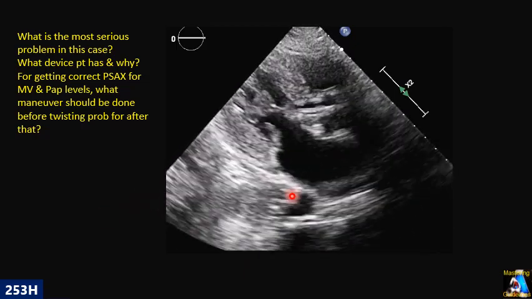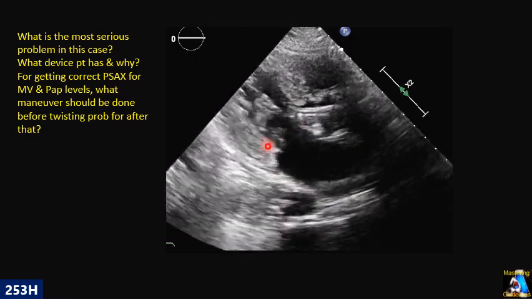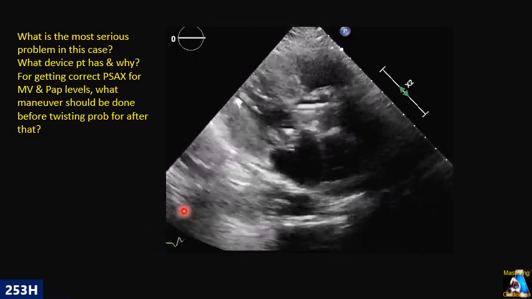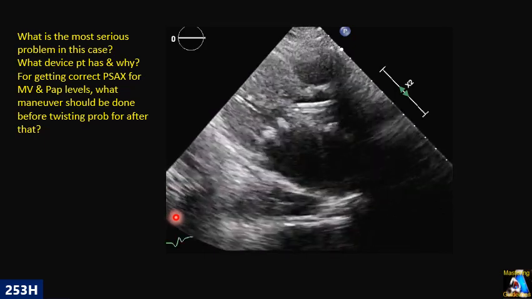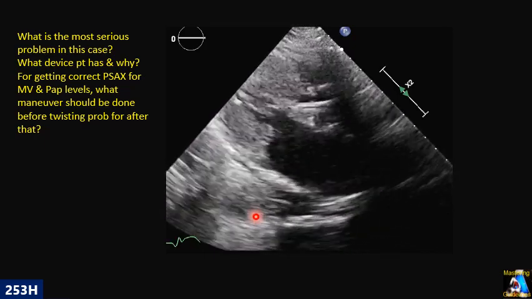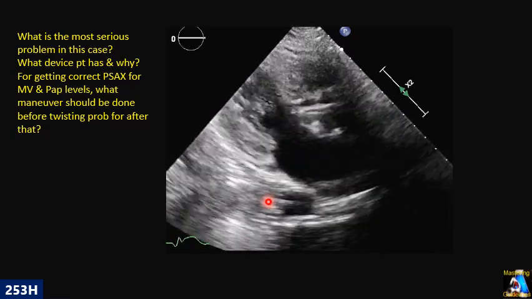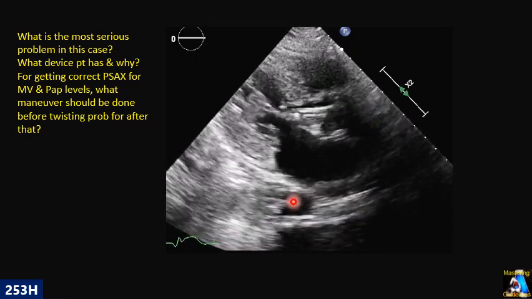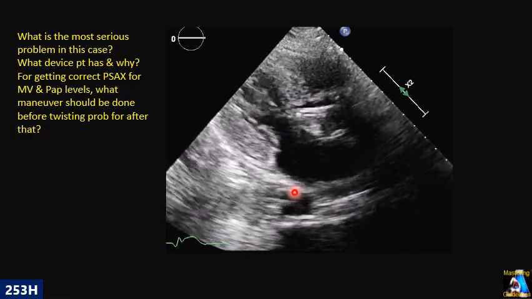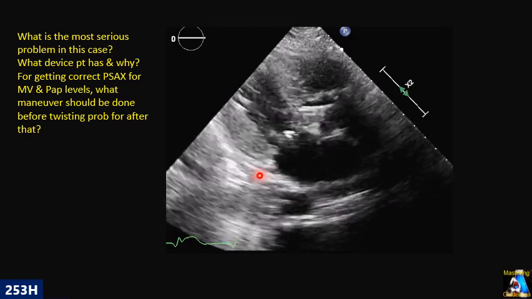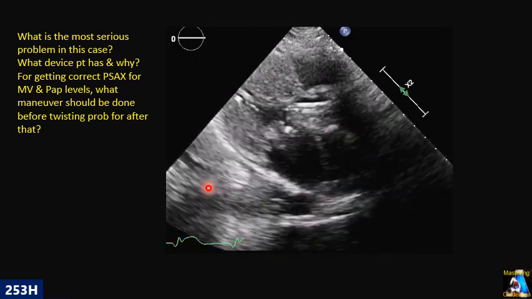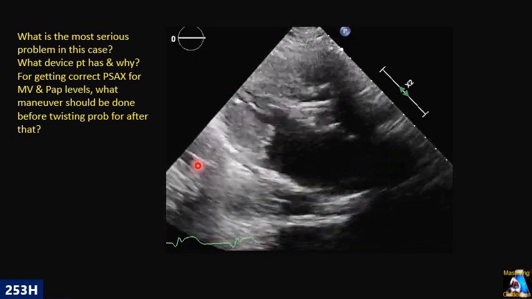And you are going to get PSAX for the mitral valve level and papillary muscle level. What maneuver should you do before twisting or after twisting for PSAX? Only one maneuver. What maneuver should you do to get correct PSAX at the mitral valve level and the papillary muscle level?